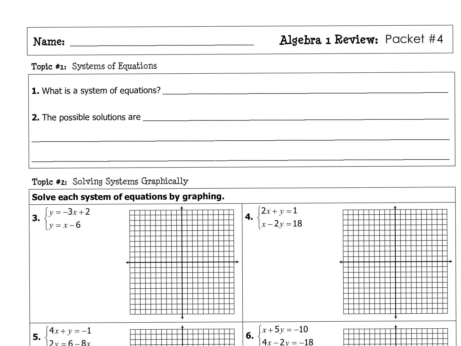Review packet number 4. Okay, so we got 4, 5, and 6. 6 is to be the last one. 6 will be focused mostly on quadratics. So 4 is systems of equations. Okay, 5 we're going to be looking at exponential functions and polynomials. So this packet is all about systems of equations, linear inequalities, and systems of linear inequalities.